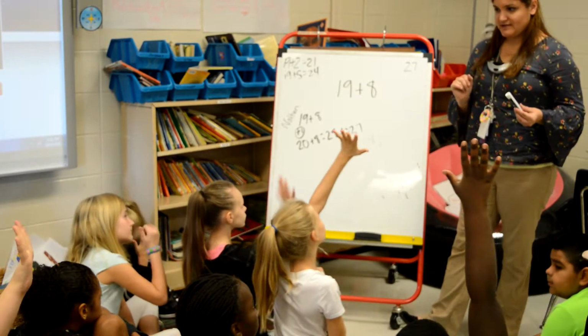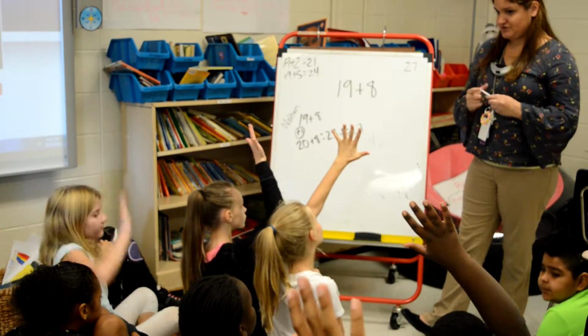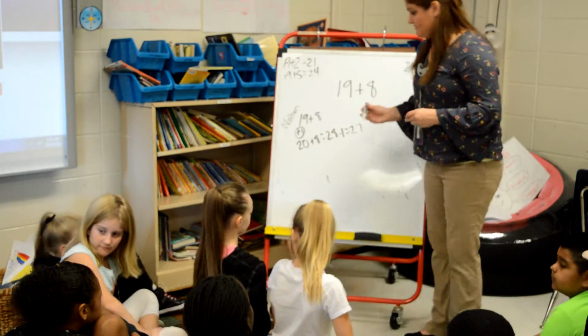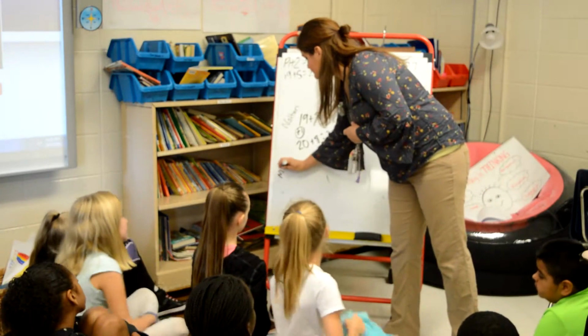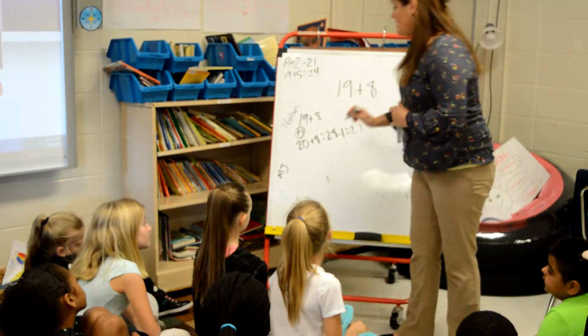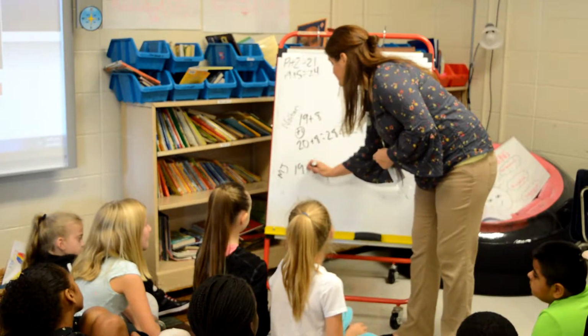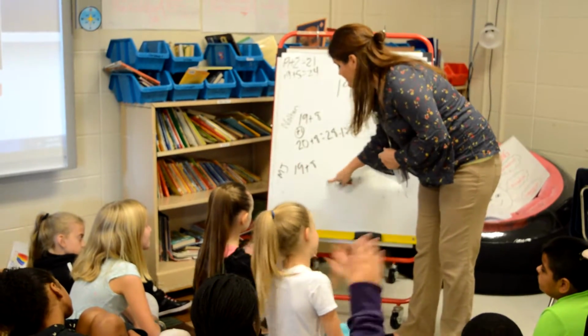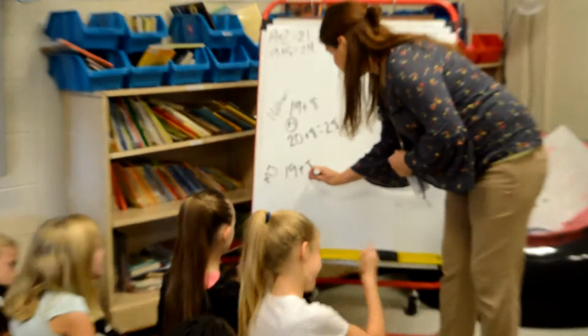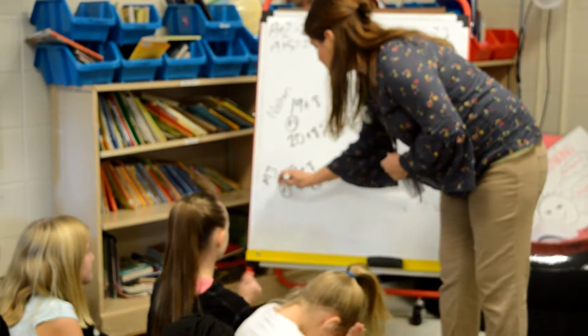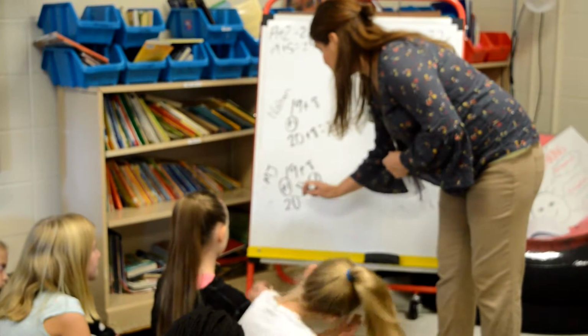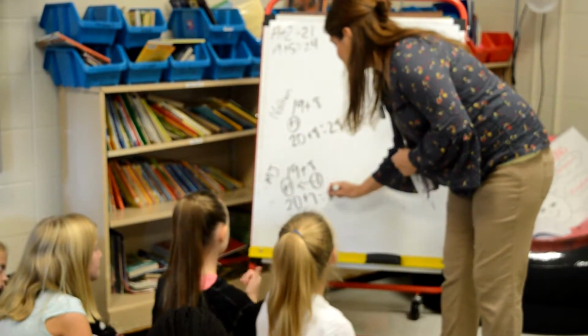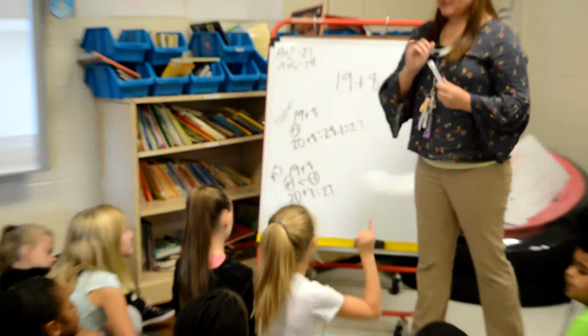Anyone else do that? Is there another way that someone solved? MJ, what did you do? So I did the same thing. I just took away one from the 8, and added 1 to the 9. And I got 20. And there was 7 left, and I added 7. Nice. So he just took 1 from the 8 and he moved it over here to the 19. So then it became 20 plus 7, which equals 27. Good job.